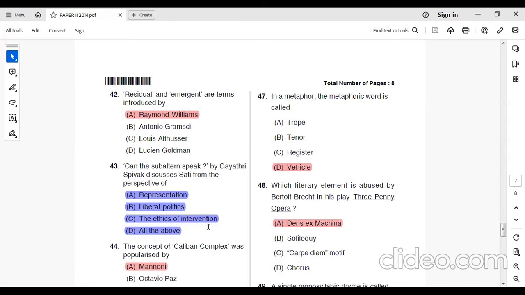So Gayatri Chakravorty Spivak, in her influential essay Can the Subaltern Speak?, argues that the abolition of the Hindu rite of sati in India by the British has been generally understood as a case of white men saving brown women from brown men. So this is a further explanation.